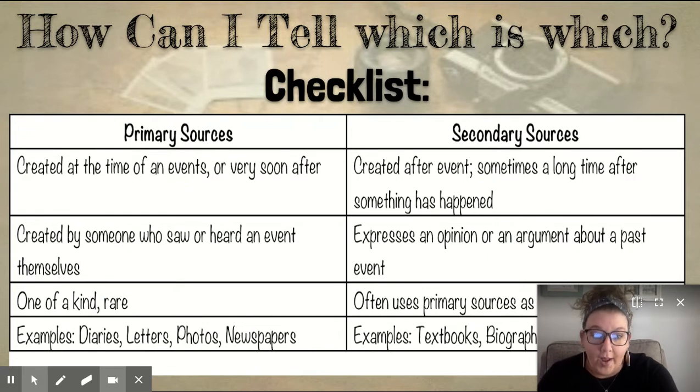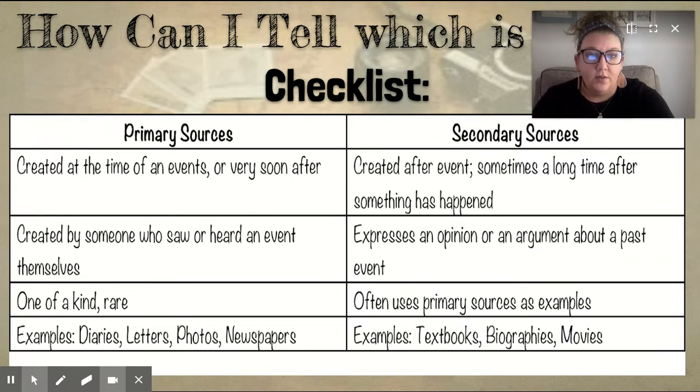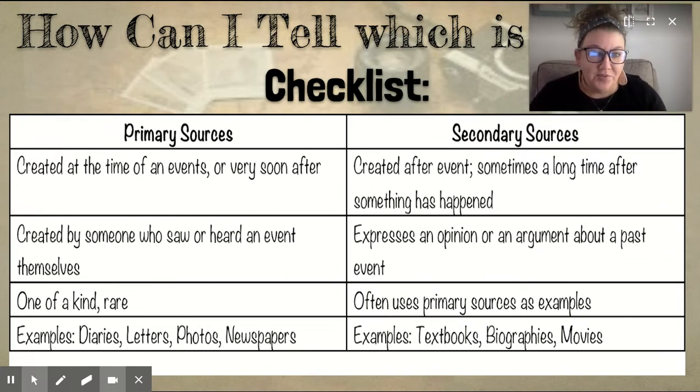All right, when trying to think, is something primary, is something secondary, we have this checklist that you can use. So, keep having to move the video. So primary sources, and if you want to copy this down, go ahead. It's probably handy to have, or if you take a screenshot and save it. But here's a checklist to help you think, is this a primary source or a secondary source?